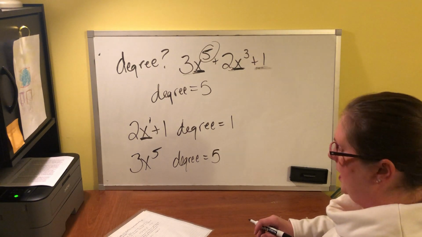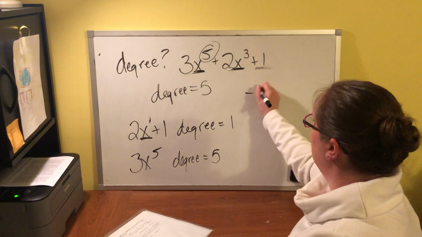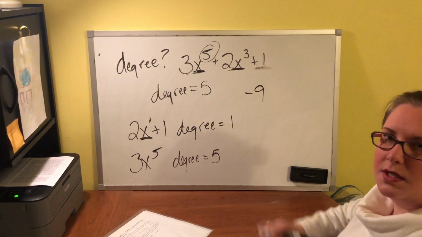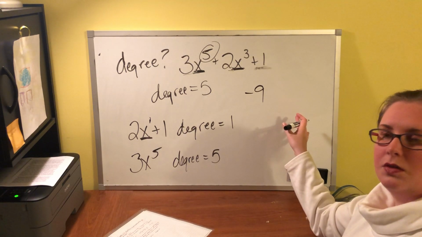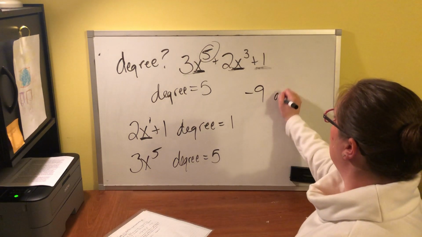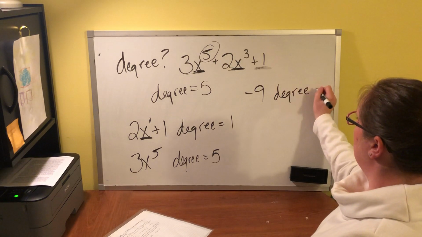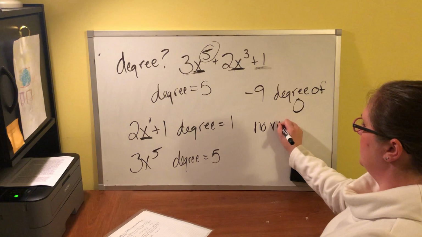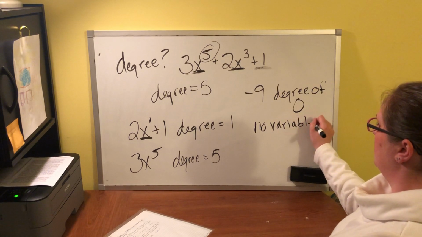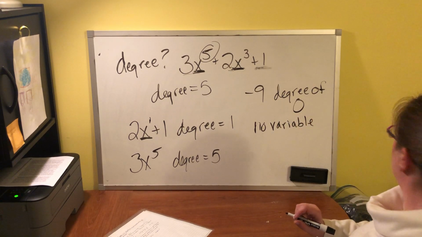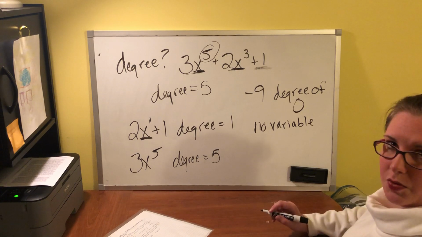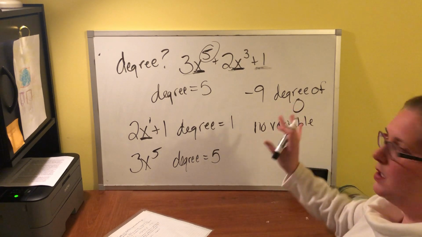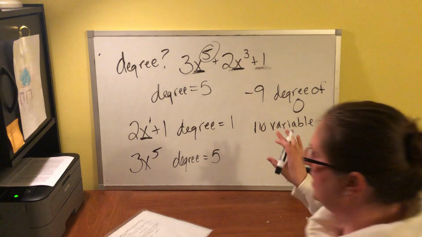Let's say they gave us -9. Well, does this have a variable? No. So this has a degree of 0 because there is no variable. Okay? So that's all you need to know about the degrees.